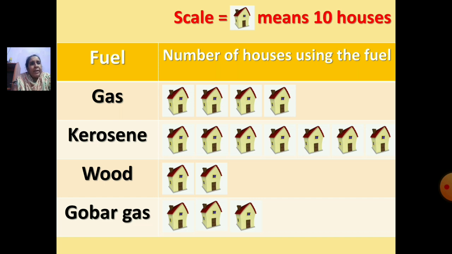10 houses. So you have to keep in mind that one house means 10 houses. And the different types of fuels are used by each house, like gas is used by how many houses, kerosene, wood and gobar gas. So let us see the first question.